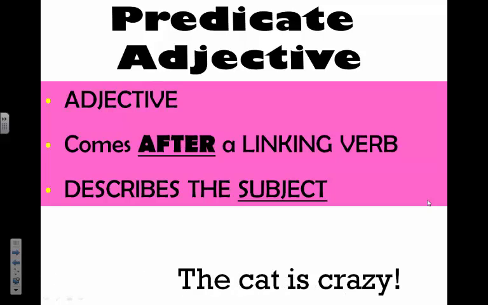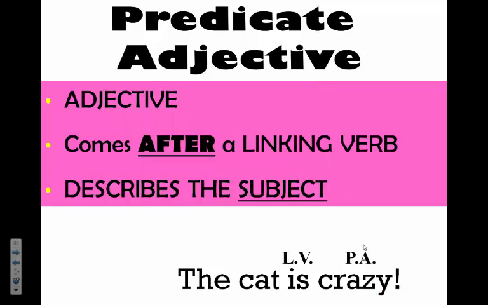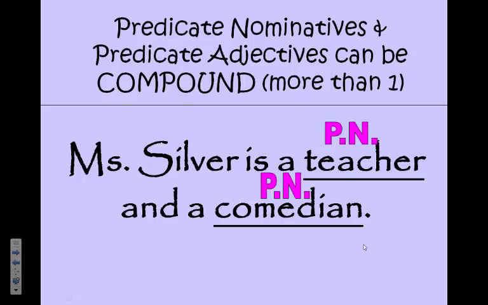Here's another sentence about a cat. The cat is, guess what? That's right, crazy. Again. So in this sentence, is is a linking verb, cat is the subject, the cat is what? It's crazy. It's an adjective that is describing the cat, so it's a predicate adjective.